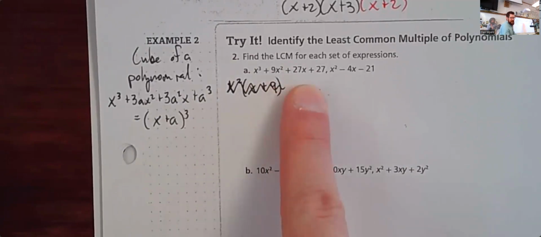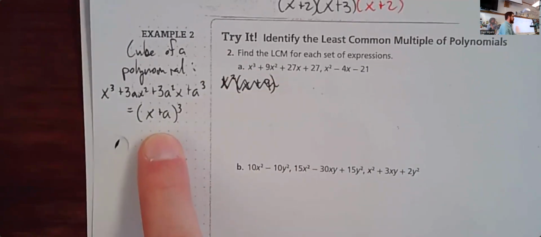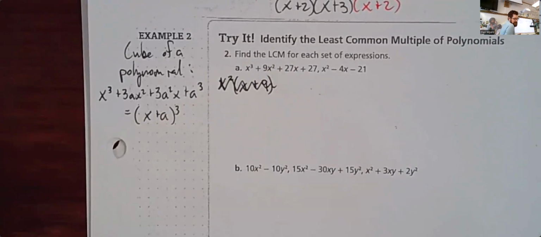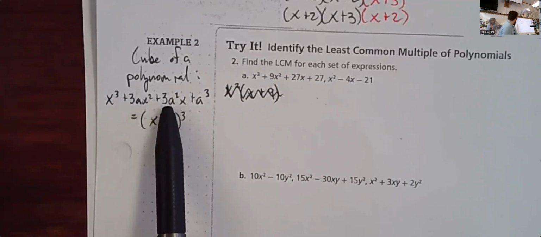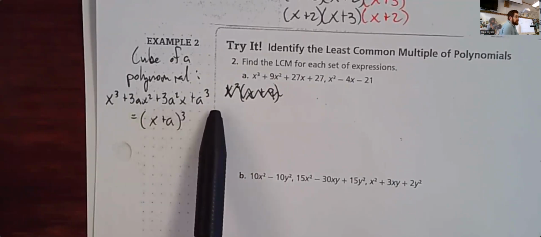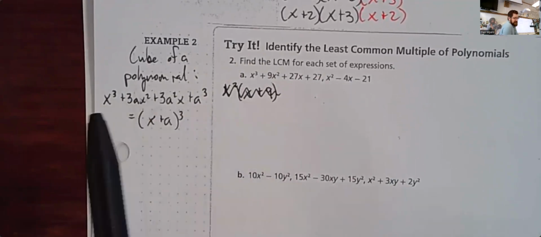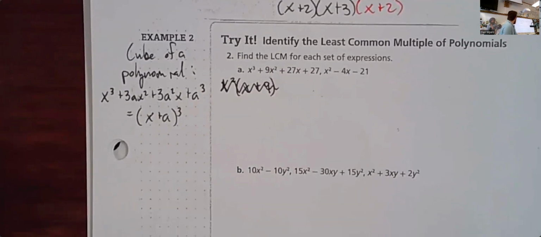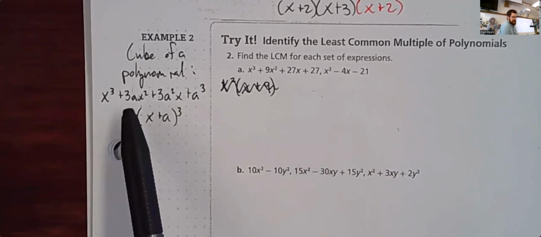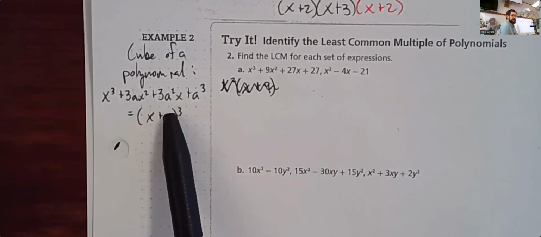So this one here, write this down onto the side, cube of a polynomial, because that's what this turns out to be. The cube of a polynomial is x cubed plus 3ax squared plus 3a squared x plus a cubed, and those four terms factor to equal x plus a cubed. What that means is, if your first and your last terms are perfect cubes, especially the last term, if you cube root the last term, that becomes a.